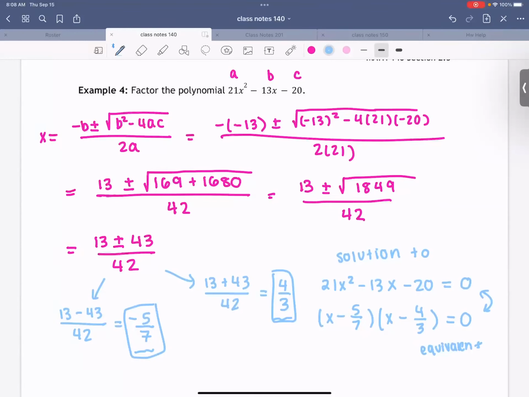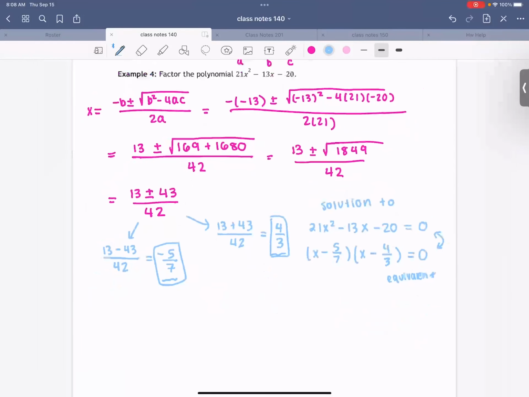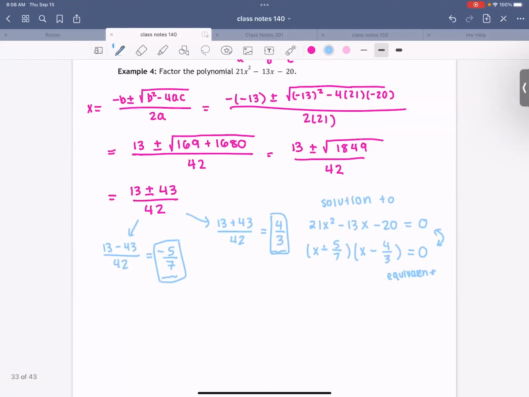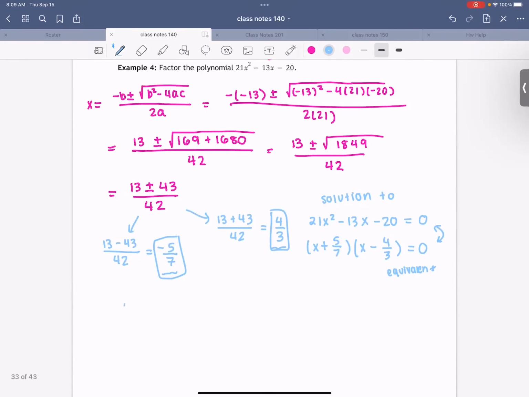Okay, so essentially I've taken my expression here and I factored it, right? I found another way to write it with the same answer. Ainsley? Oh, I'm sorry. Thank you so much. Should be plus. All right. Okay, so I've taken my equation. I've definitely factored it. So I guess x plus 5/7 times x minus 4/3. That is a factored version of my polynomial.